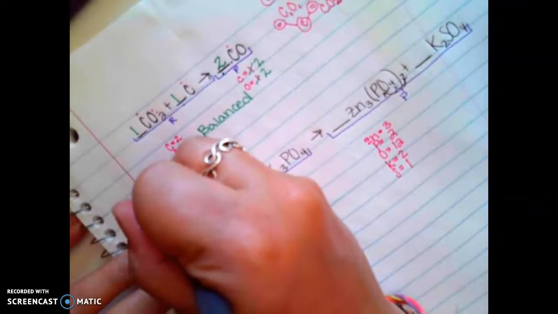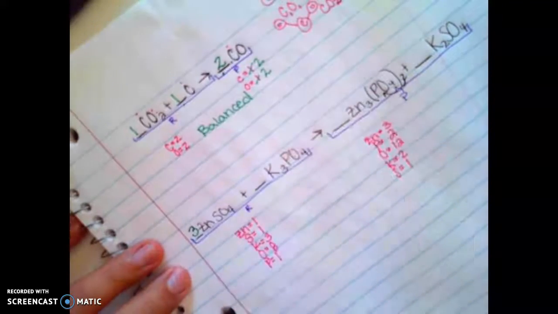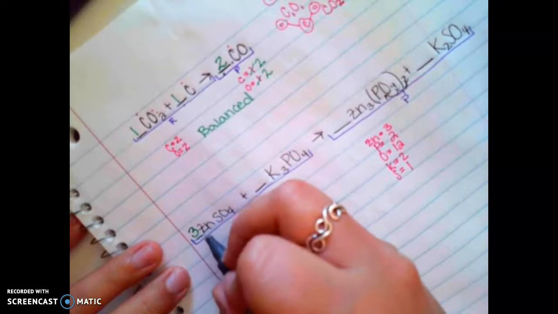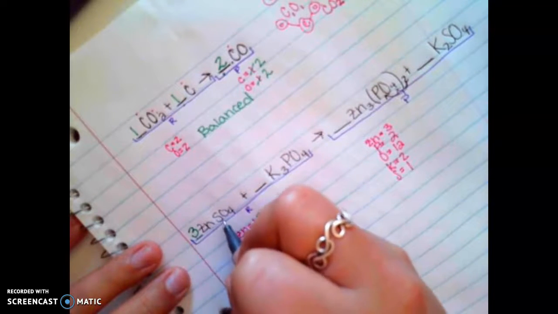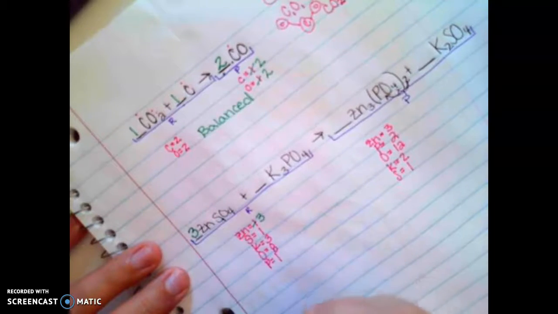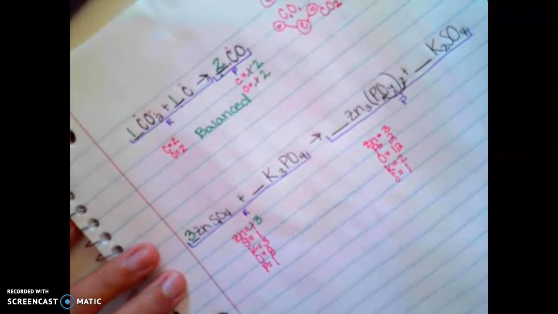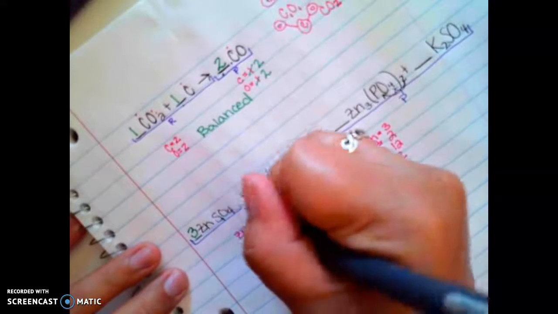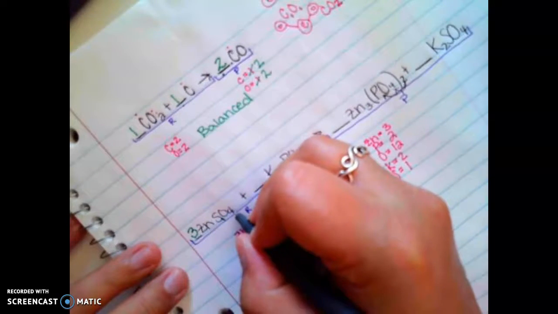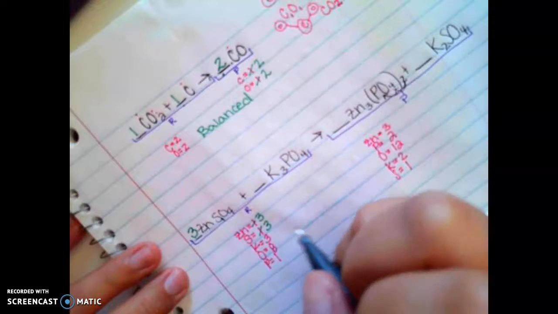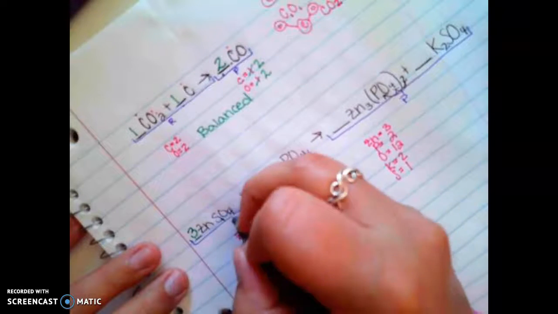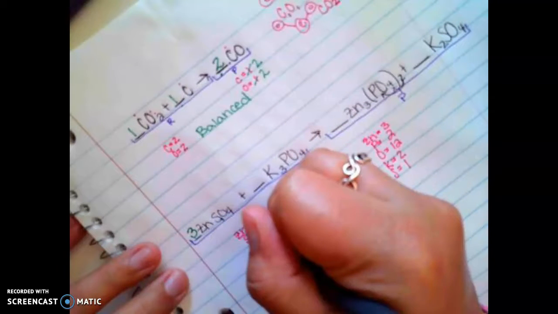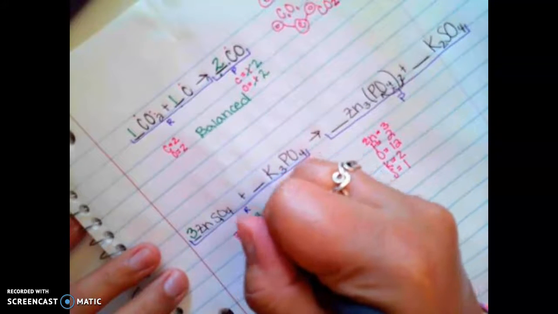I would put a 3, but that would change all my numbers. So I'm balancing my zinc out. Now I have 3 zincs. But now I've changed my sulfurs because we take the coefficient times the subscript, which is an understood 1 because there's nothing next to that. So 3 times 1 is 3. So now I have 3 sulfurs. And I've also changed my number of oxygen, which is good because I wanted to change them anyways. So 3 times 4 is 12 oxygen, plus my 4 already is 16 oxygen.